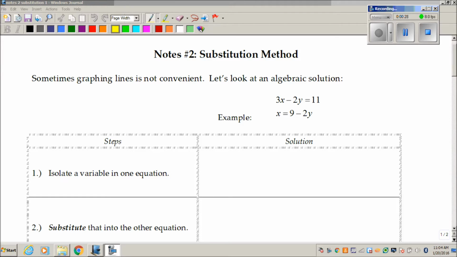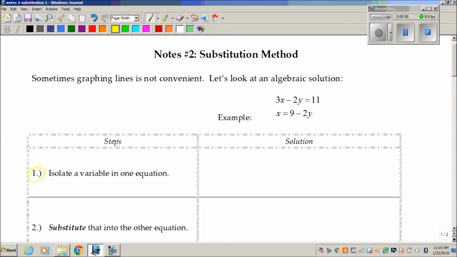So here we have a system. In our first example, 3x minus 2y equals 11, and x equals 9 minus 2y. Now instead of graphing it, step 1 says isolate a variable in one of the equations. That means in one of the equations, I want to get one of the variables by itself. It doesn't matter which one.